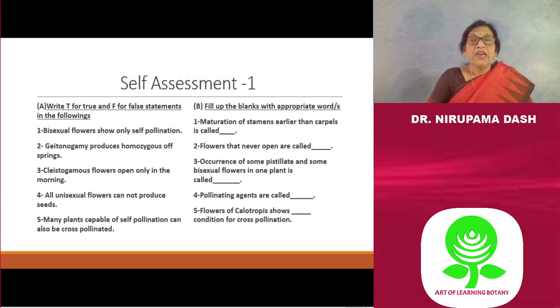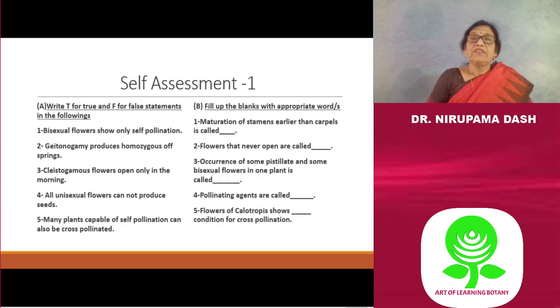In this session we have already discussed what pollination is, why there is pollination, the types of pollination, and their advantages and disadvantages. In the next session we'll discuss the pollinating factors or modes of pollination.